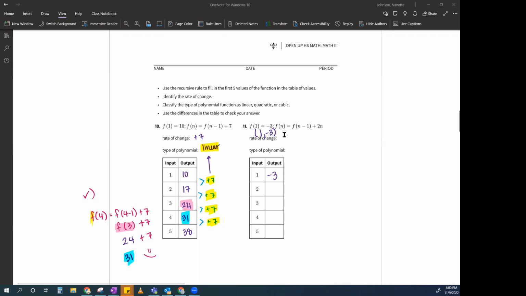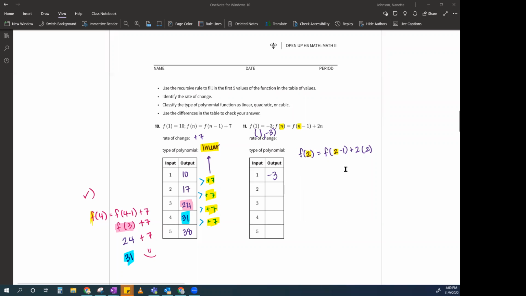So here it's f of n equals f of n minus 1 plus 2n. So I'm going to plug 2 in for n. So I'm going to go f of 2 equals f of 2 minus 1 plus 2 times 2. Okay, wherever I saw n, I put a 2 instead. Does that make sense? So I went n to 2, n to 2, n to 2, right? That's what I did. And then I'm just going to simplify and solve.